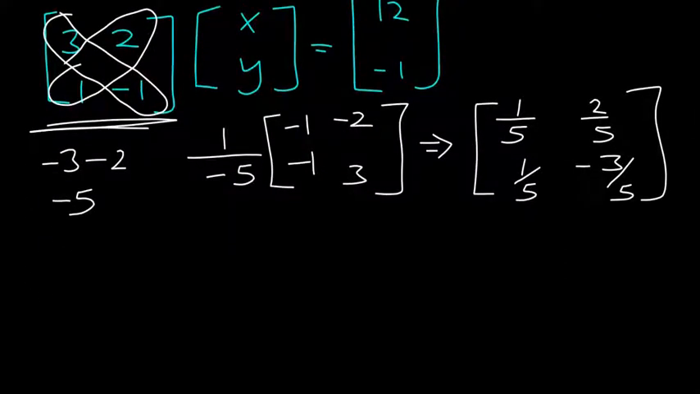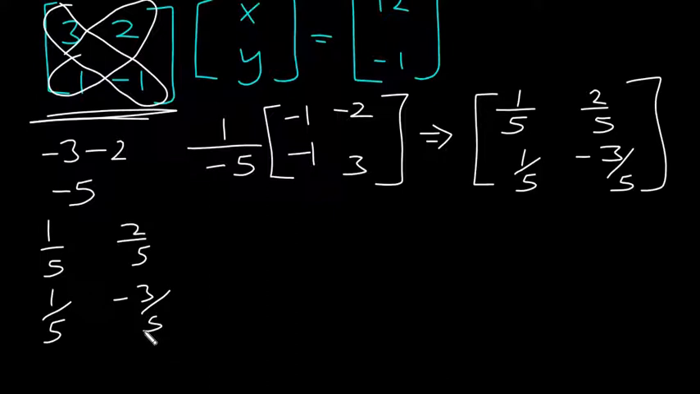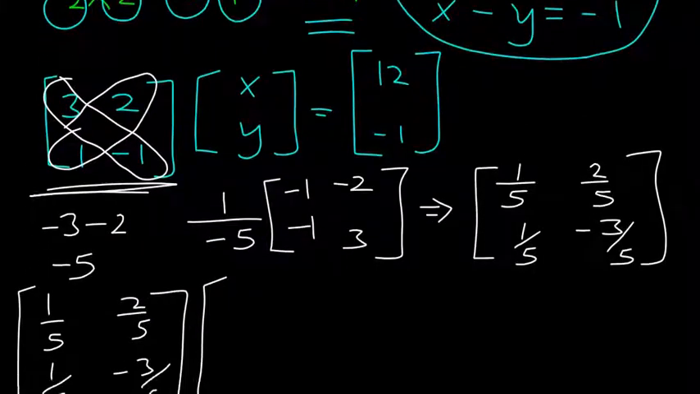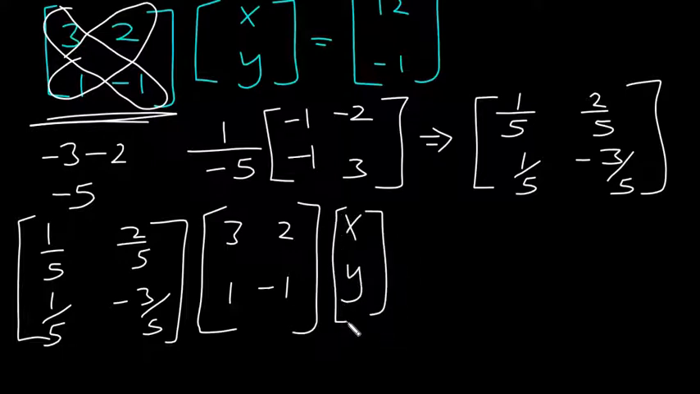So pre-multiplying means that we're going to have the inverse in front of this matrix. So we're going to have 1/5, 2/5, 1/5, and then -3/5. Then we're going to multiply by this matrix, that is 3, 2, 1 and -1. Then we have x and y, and then we do the same for this other side of the equation.